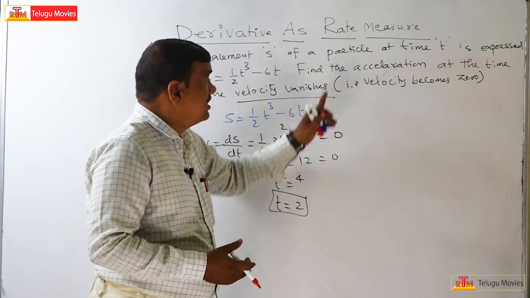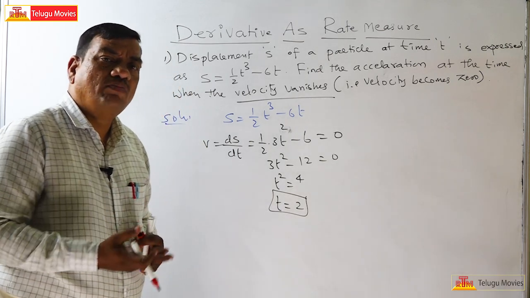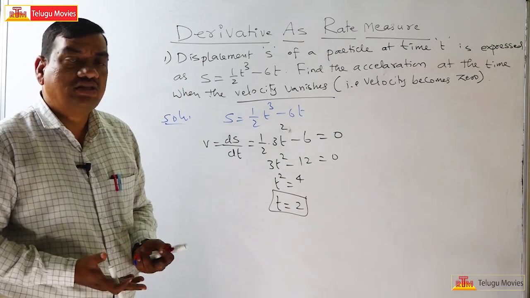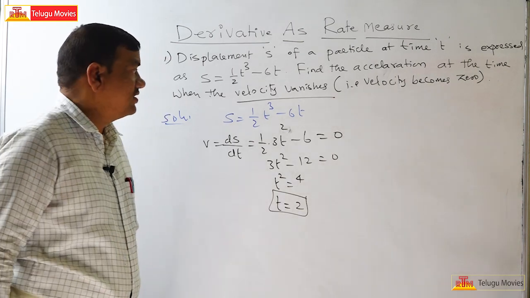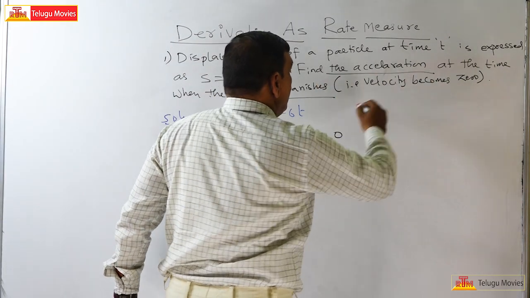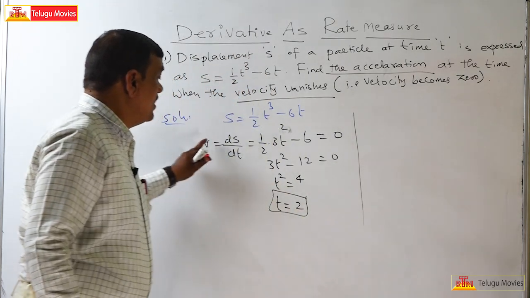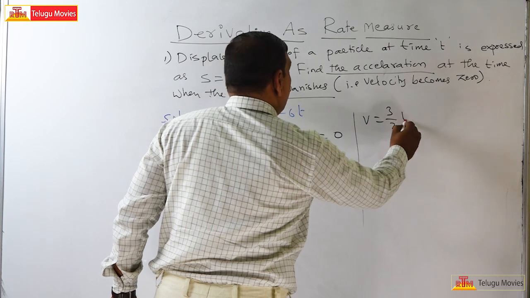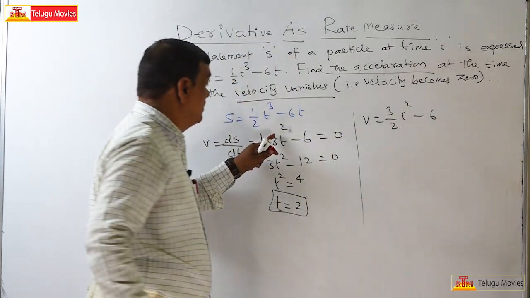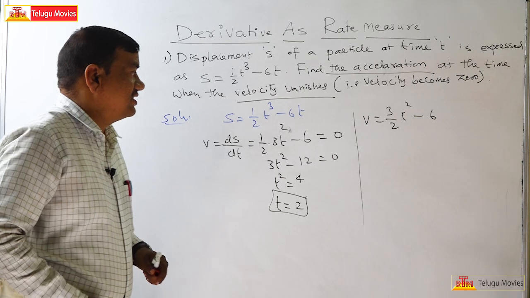So time is not given. After 2 seconds or 2 minutes, or whatever, 2 hours, the velocity of the particle vanishes. Now we have to find out the acceleration. What is the velocity that is given? The velocity is given by 3 by 2 t square minus 6. That is the velocity.